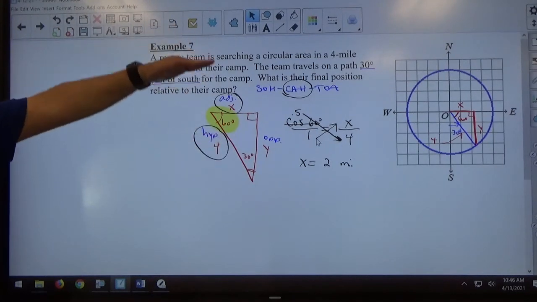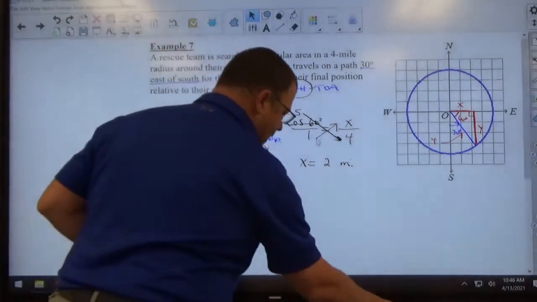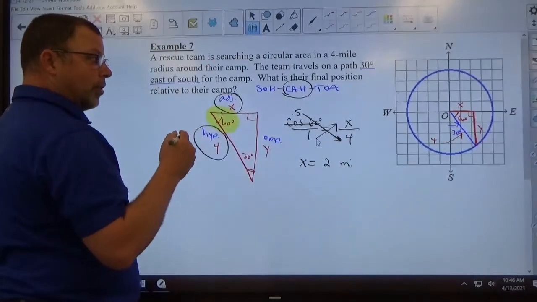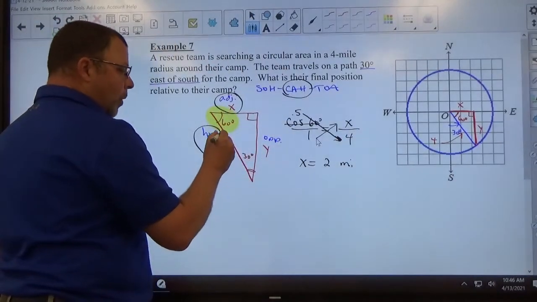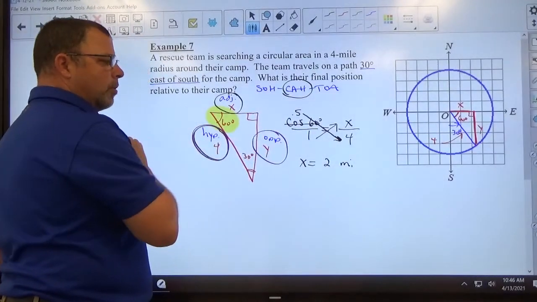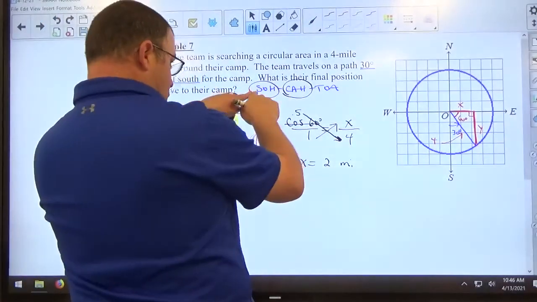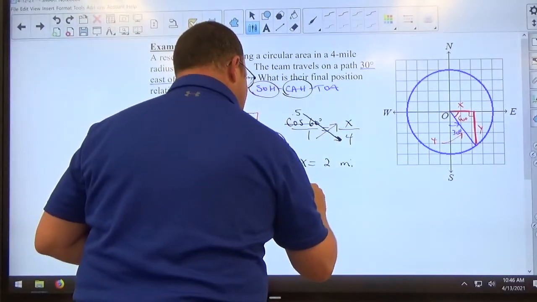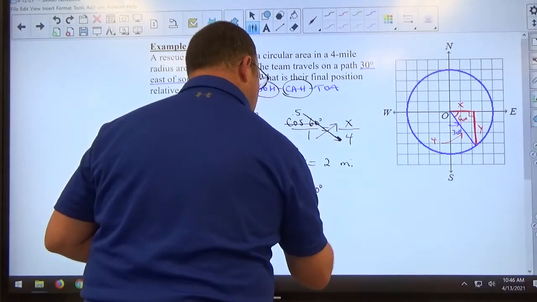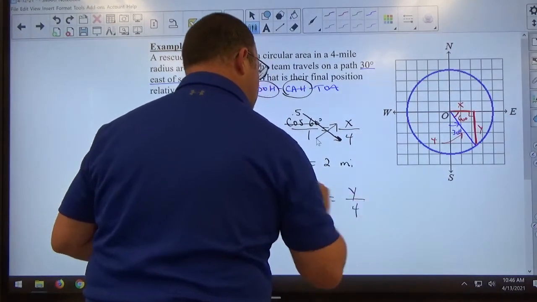Now we want to find out how far south they went. So we want to find out what y equals. Again, using SOHCAHTOA, we're using a 60-degree angle. We know the hypotenuse. We want to know the opposite. So what do we use? Sine, right? SOHCAHTOA, so it is sine. So sine of 60 degrees over 1 equals opposite y over hypotenuse 4.